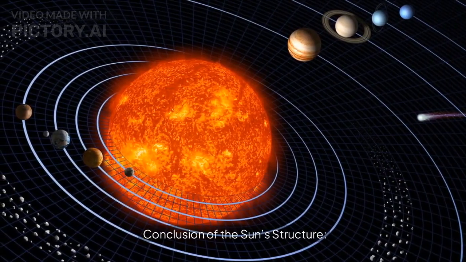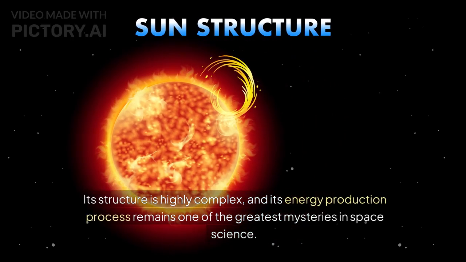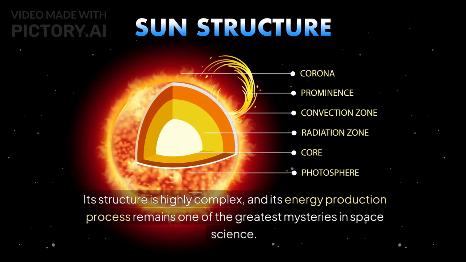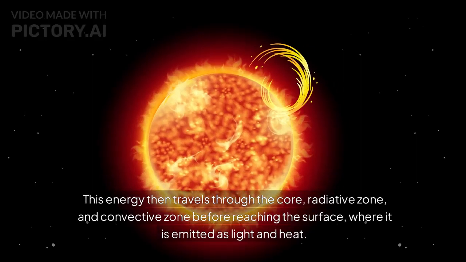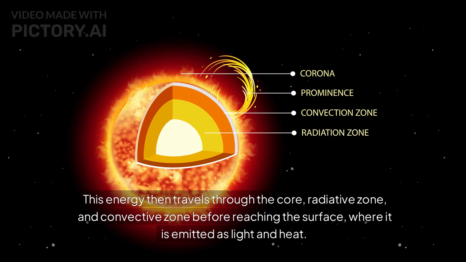Conclusion of the Sun's structure: the Sun is an essential and central part of our solar system. Its structure is highly complex, and its energy production process remains one of the greatest mysteries in space science. The Sun generates energy through nuclear fusion in its core, where hydrogen atoms fuse to form helium atoms, releasing massive amounts of energy. This energy then travels through the core, radiative zone, and convective zone before reaching the surface, where it is emitted as light and heat.